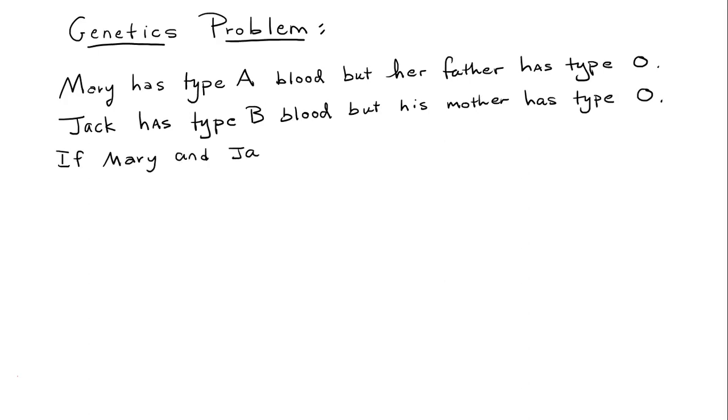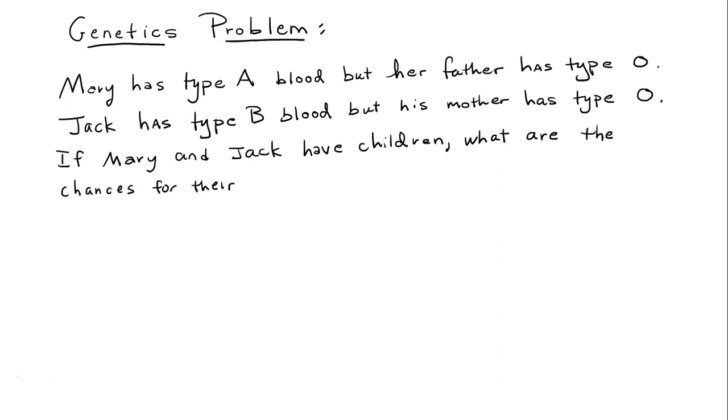So if Mary and Jack have children, what are the chances that their children are going to have, let's say, each blood type? How do you figure that out? Okay, so what are you going to do first? You have to go back and remember your genetics. The first thing you do is figure out the genotypes of the two parents.